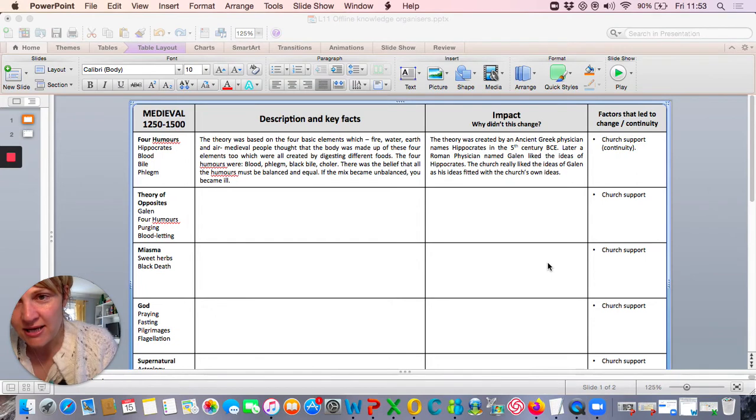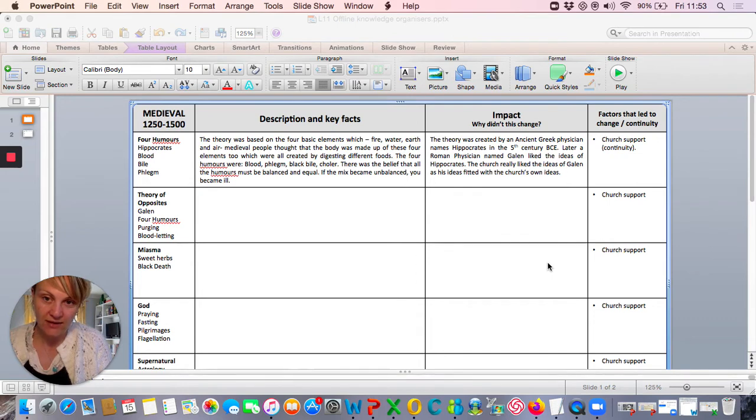So you can see in the first column here, we have the key concepts and perhaps keywords that are linked to each of the concepts. So we have the four humours here, and we can see some of the keywords linked to the four humours, like Hippocrates, who we know is the founder of the four humours, blood, bile, and phlegm.